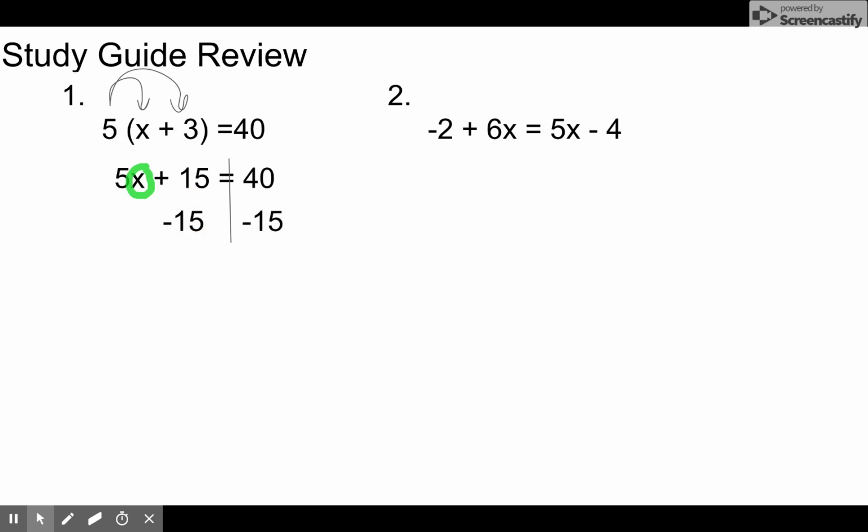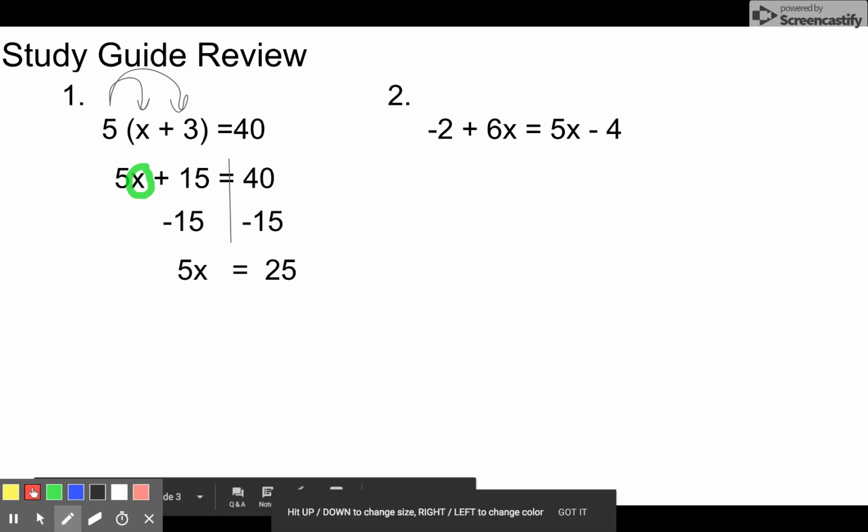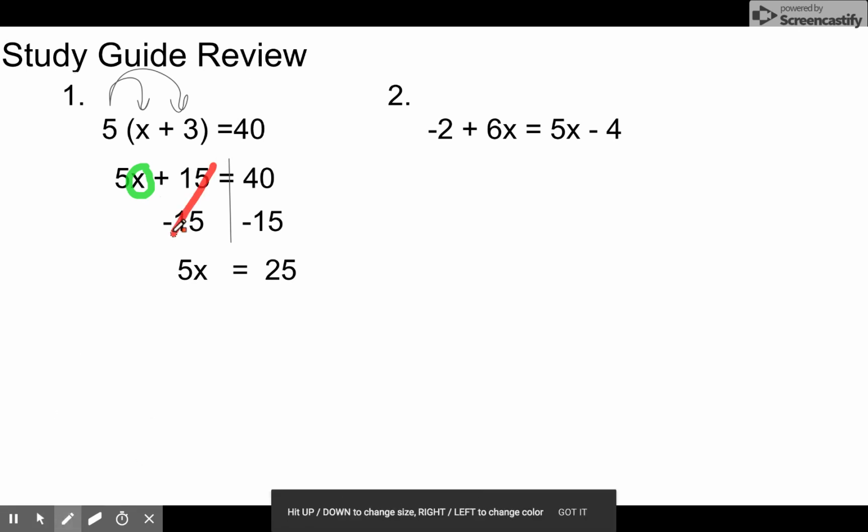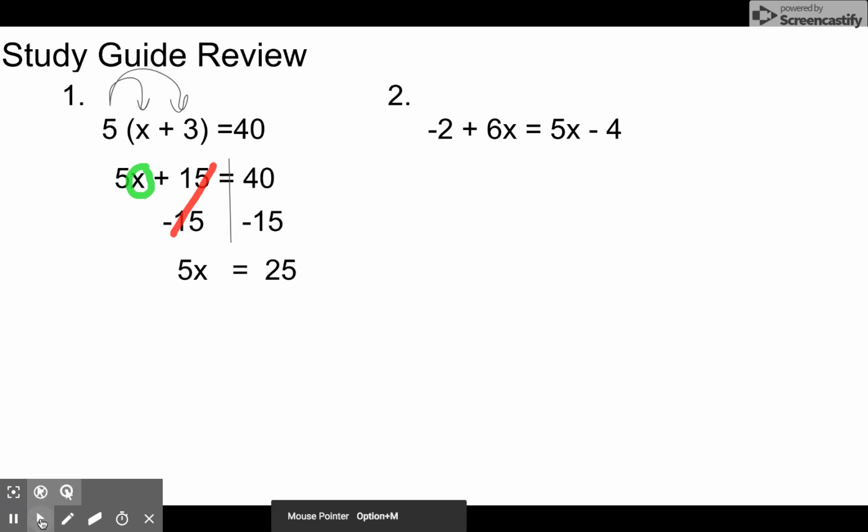When we say both sides, we mean both sides of the equal sign. Make sure when you're solving that you don't lose this equal sign. The equal sign is still between the two numbers. What you're doing is simplifying it by using the inverse. So you'll get 5x = 25 because the 15s cancel out, and then 40 minus 15 is 25.